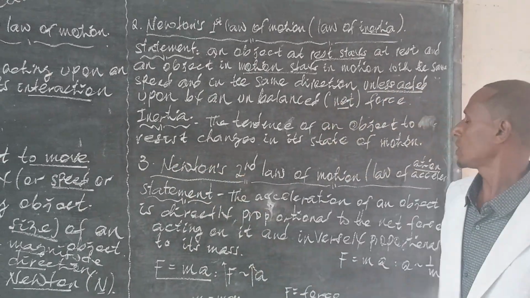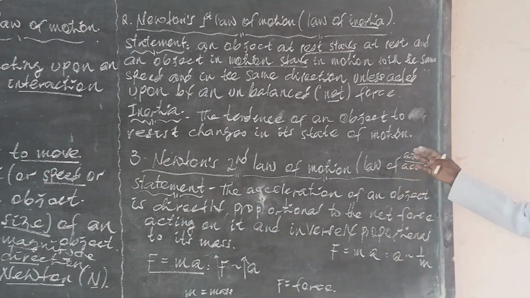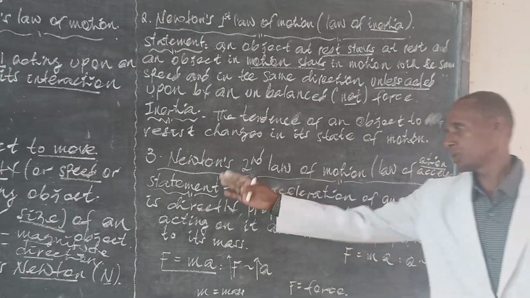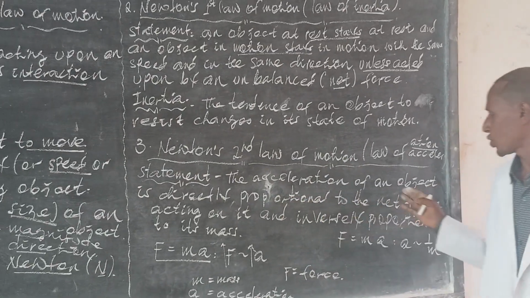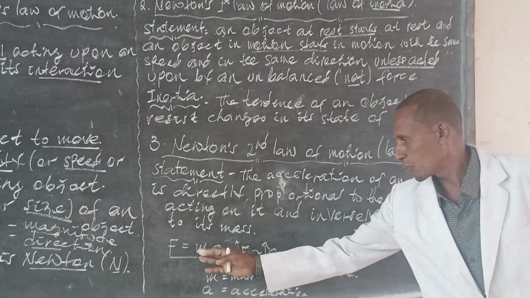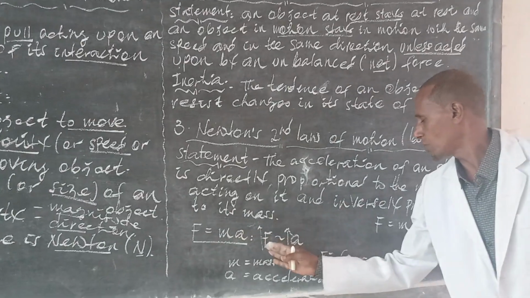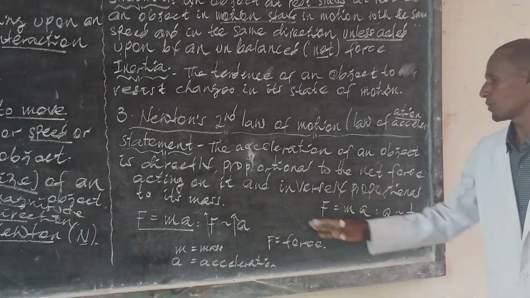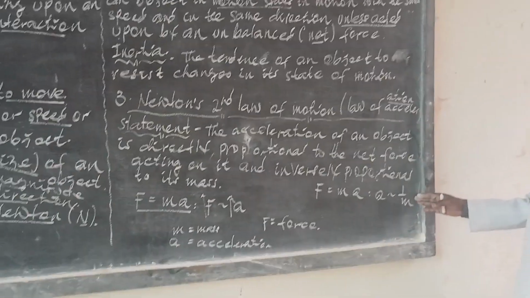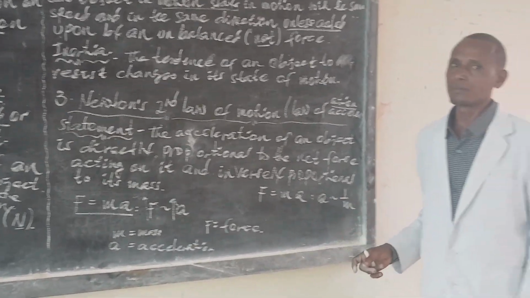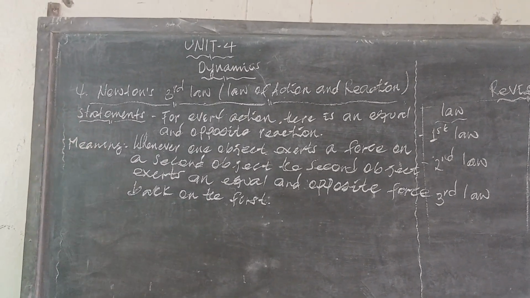The third one is Newton's second law of motion, the law of acceleration. The acceleration of an object is directly proportional to the net force and inversely proportional to its mass. For a constant mass, there is a direct proportion between force and acceleration. For a constant force, there is an inverse proportion between acceleration and mass.